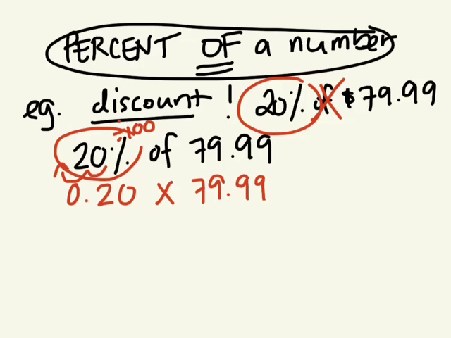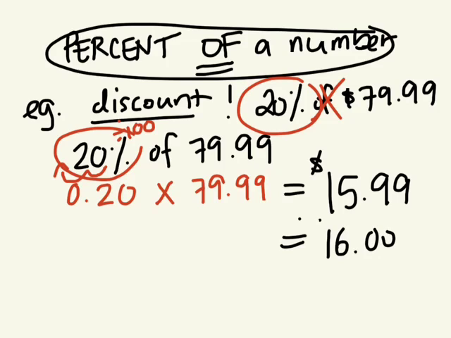I want everyone to calculate this right now. What is 20% of $79.99? Ashton? Okay, did everyone get 15.99? $15.99. So you're saving approximately $16. That's good. $16 you would be saving.